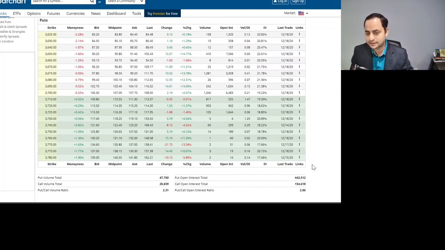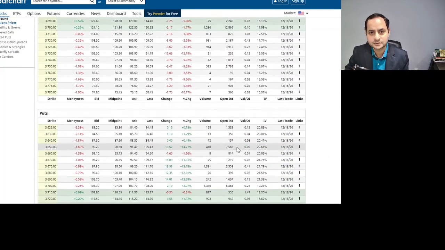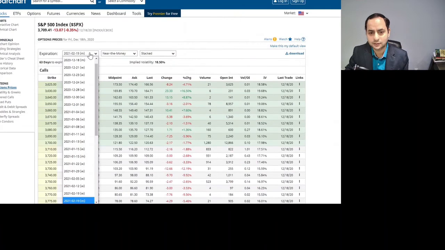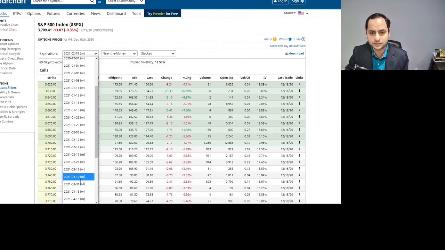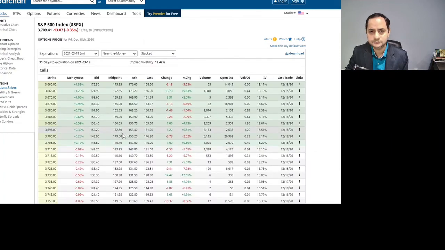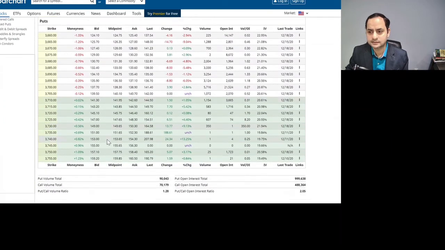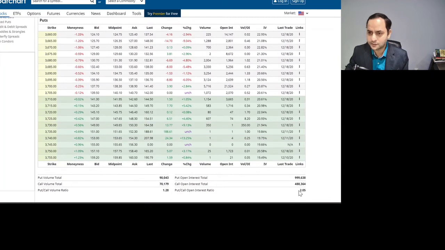Let's see March quickly, so then we'll see the overall picture, right? If I go to March, which is the 19th, then this is 2.05. So maybe there is not many open right now, but at least we can see the major fear factor is in February.